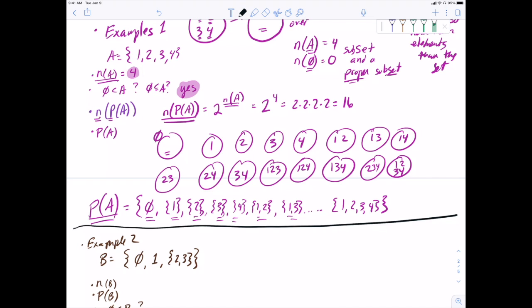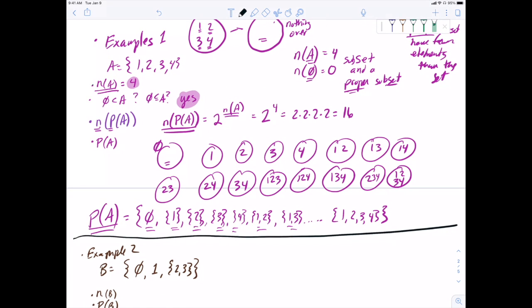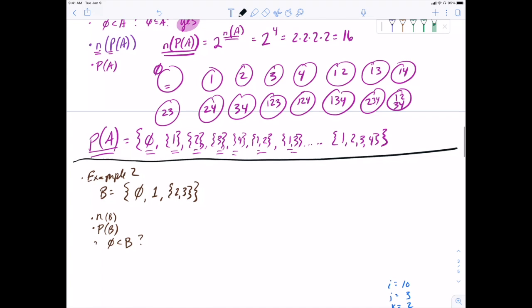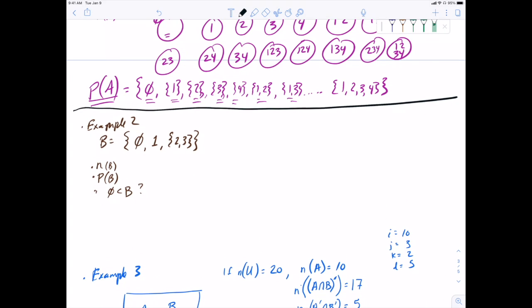So in this case, well, let's just go to example 2. So now we have this other weird thing where B is no longer. This is starting to get a little confusing. So bear with me. Bear with me here.